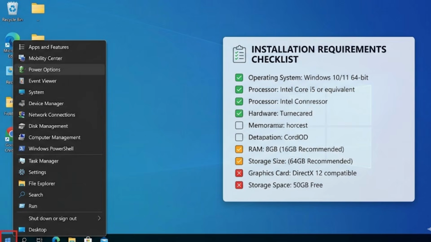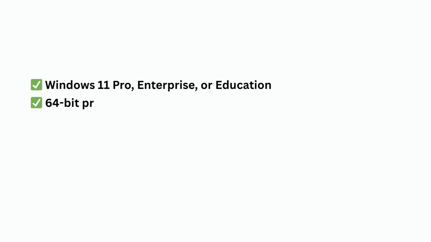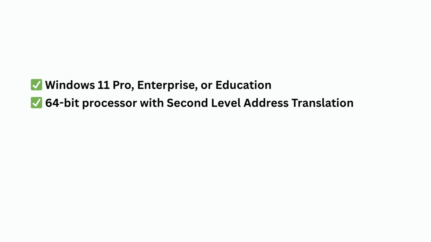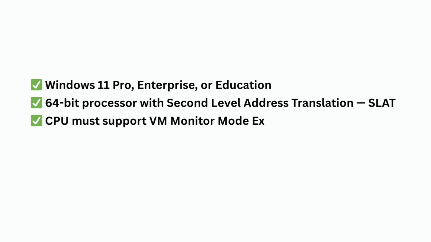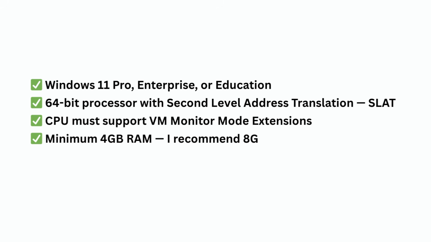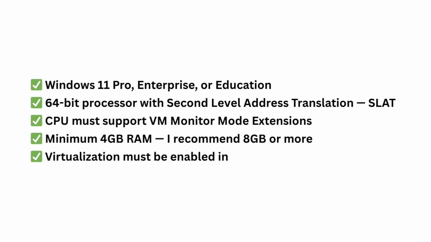Here are the requirements to run Hyper-V on Windows 11 Pro, Enterprise, or Education: a 64-bit processor with Second Level Address Translation, SLAT. The CPU must support VM Monitor Mode Extensions. Minimum 4 GB RAM, I recommend 8 GB or more. Virtualization must be enabled in your BIOS/UEFI. Let me show you how to verify all of these right now.